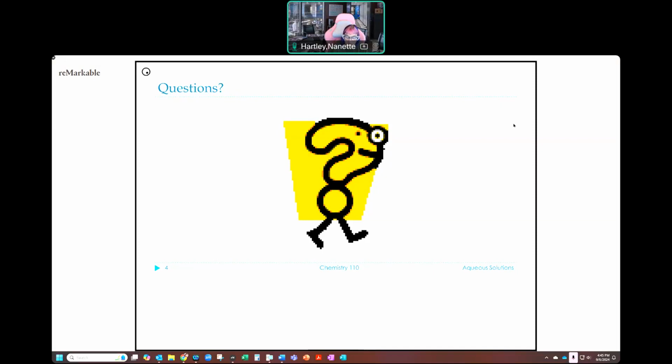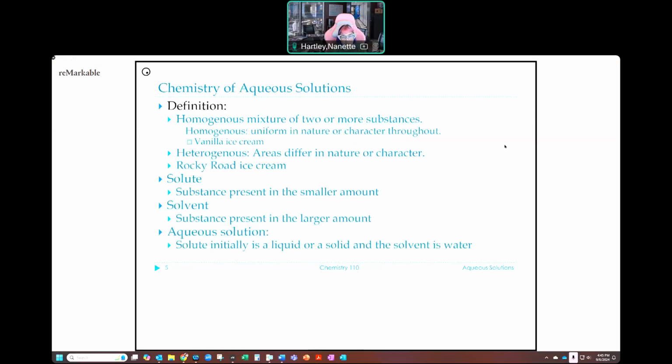We will move on to our next section now that we're done with our intro. And what are we going to be talking about now? Well, we're going to talk about aqueous solutions. So we've got a couple of definitions that we need to go through, some vocabulary that we need. An aqueous solution is defined as a homogeneous mixture of two or more substances.